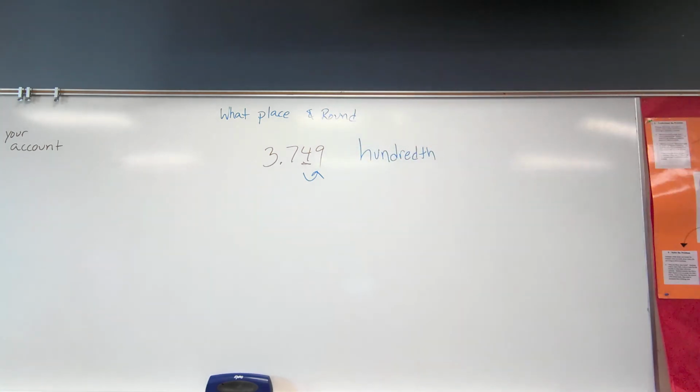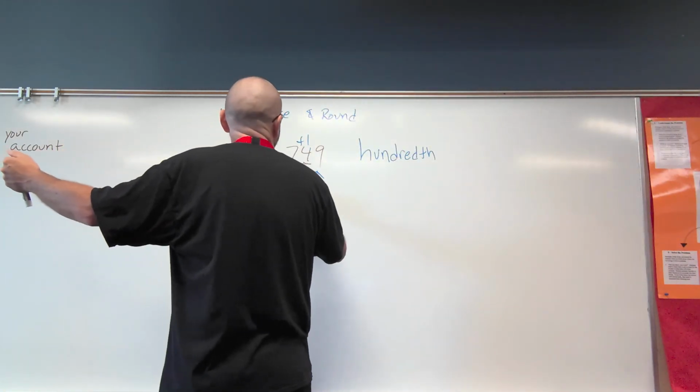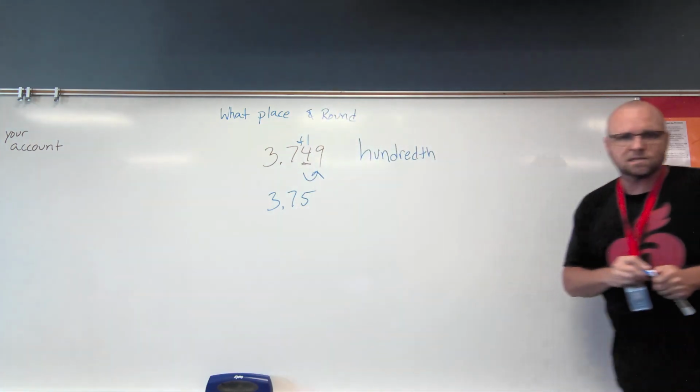Now, the instructions will say round to that underlined place value. So I'm either going to add 1 or I'm going to add 0 to my 4, which will be 1. So I'm going to get 3 and 75 hundredths.